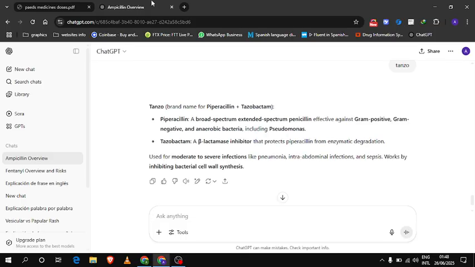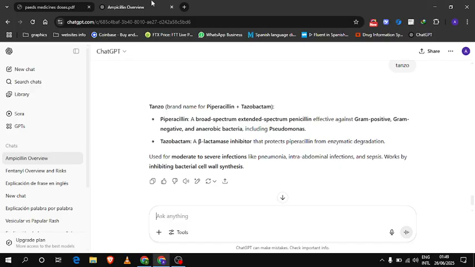Piperacillin is a broad spectrum extended spectrum penicillin, effective against gram-positive, gram-negative, and anaerobic bacteria, including Pseudomonas. Tazobactam is a beta-lactamase inhibitor that protects piperacillin from enzymatic degradation. Used for moderate to severe infections like pneumonia, intra-abdominal infections, and sepsis.